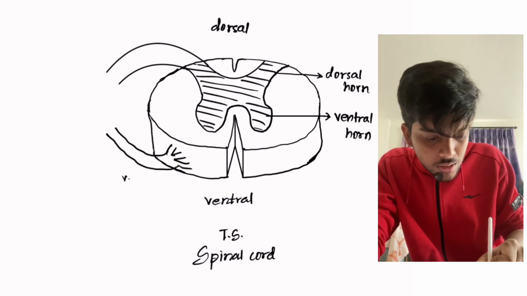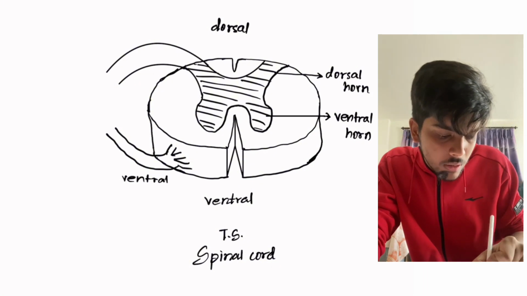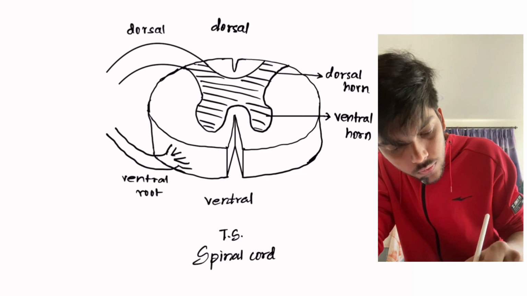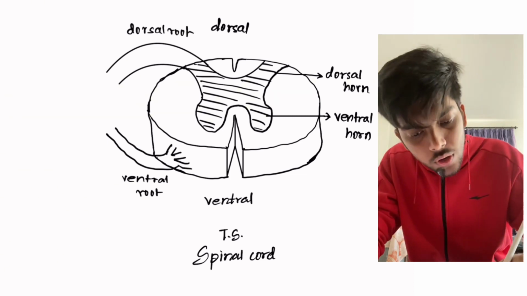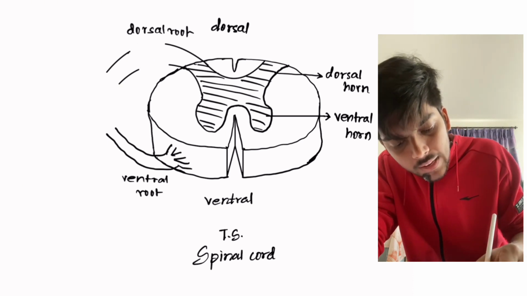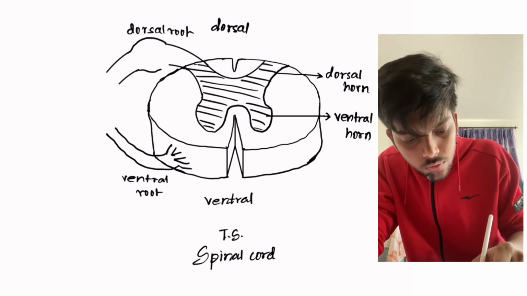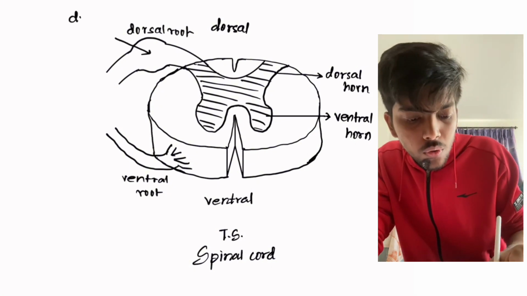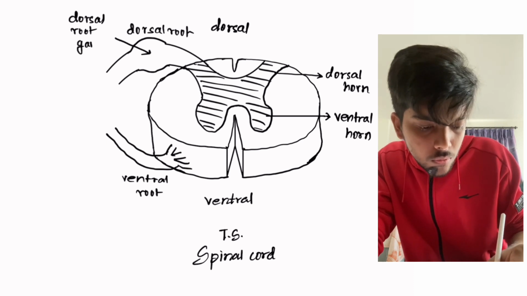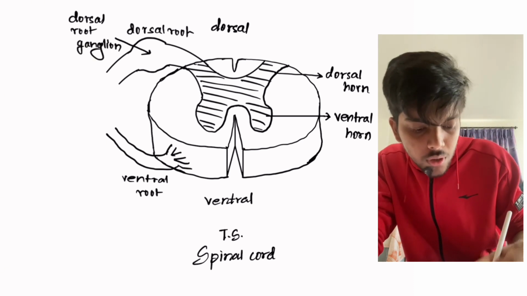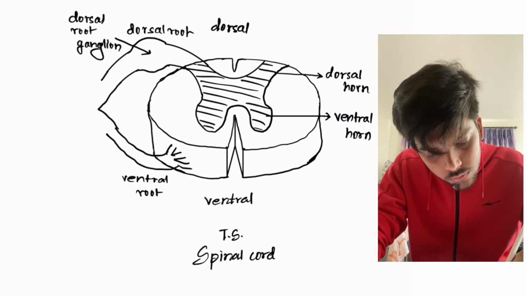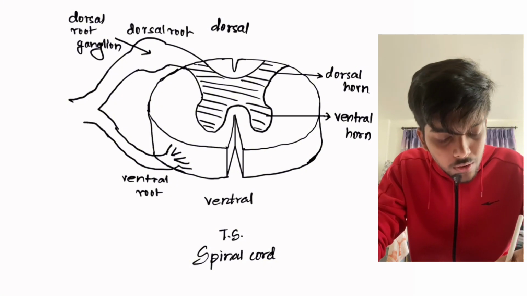So this is the ventral root and this is the dorsal root. The dorsal root contains something called a dorsal root ganglion. This right here is the dorsal root ganglion. The dorsal root and the ventral root fuse with one another to form a trunk.